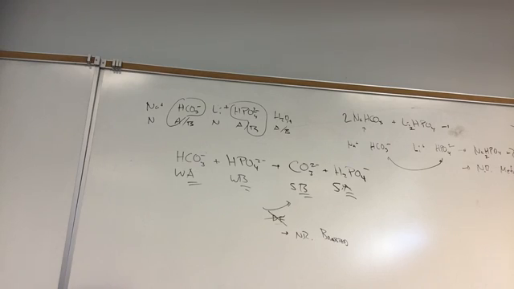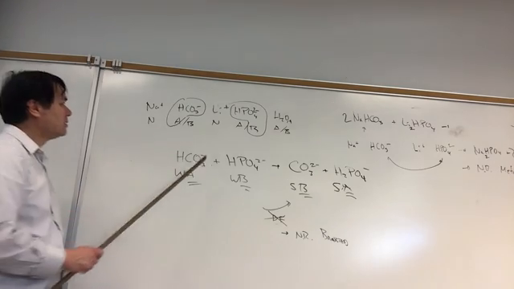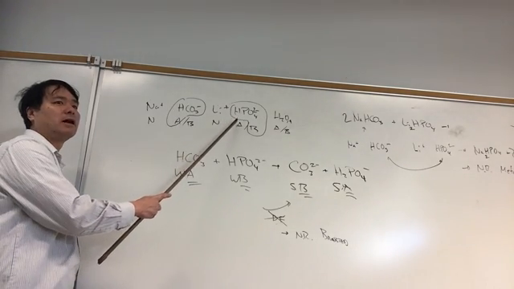So here I'm going to go back and I look. Here's bicarbonate. Here's monohydrogen phosphate. So I see bicarbonate is a stronger acid indeed. And so bicarbonate is the stronger acid than monohydrogen phosphate.